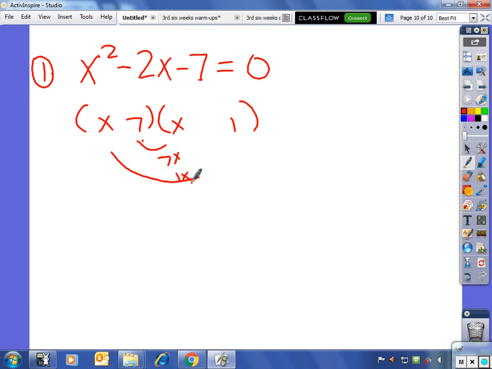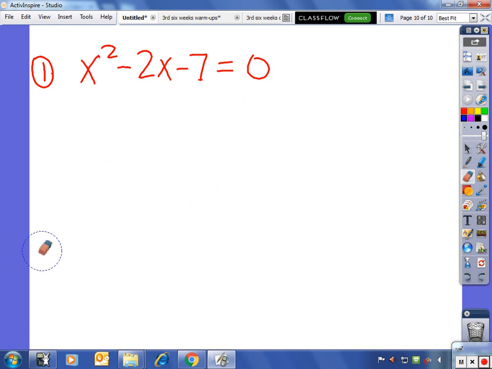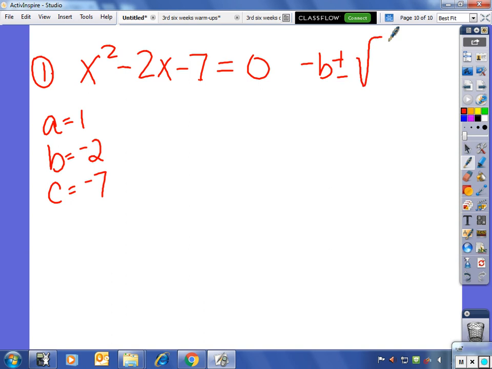Does that mean it doesn't have roots? Not necessarily. Just because you can't factor it doesn't mean it doesn't have roots. I don't know if it's got roots yet. I'm going to now move on to a different way to find roots, which is the quadratic formula. A is 1, B is -2, and C is -7. Alright, so plug all that into the quadratic formula. Yeah, the more you use it, it's going to get burned into your brain.